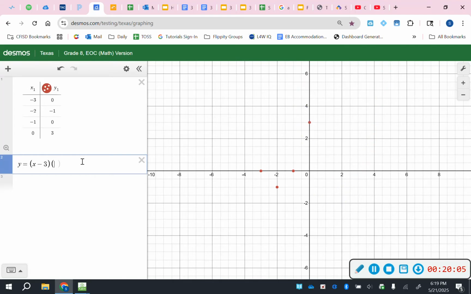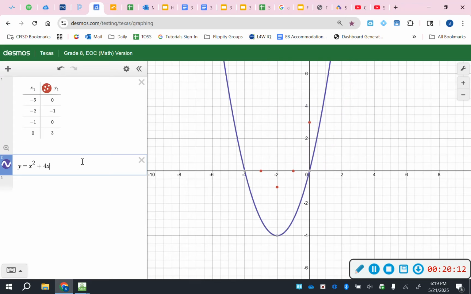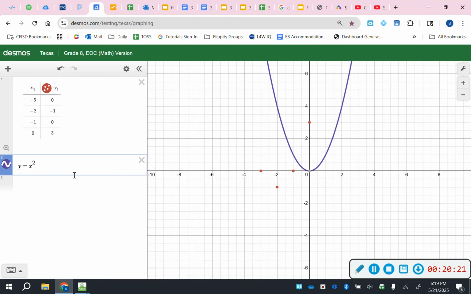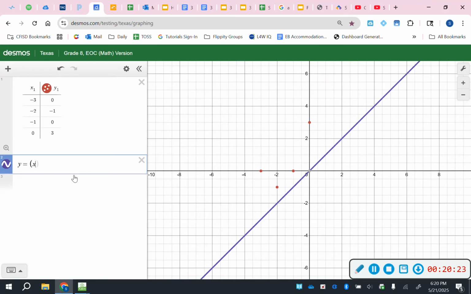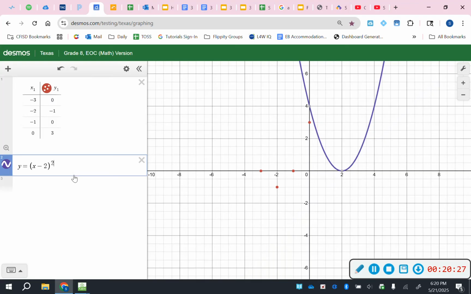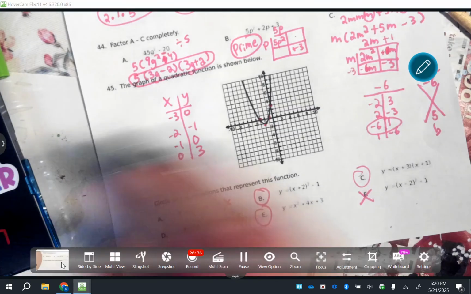Check E. X squared plus 4x plus 3. There we go. That one goes through all of our points. And check my last one. X minus 2 squared minus 1. No. So our answers would be B, C, and E.